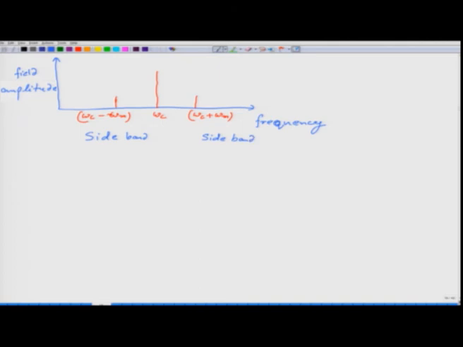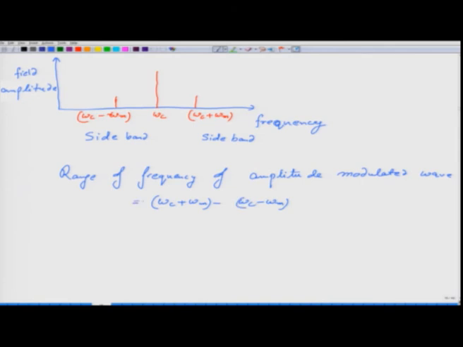So, originally the carrier signal had a frequency omega c, whereas now the wave that has been amplitude modulated will have a range of frequency from omega c minus omega m to omega c plus omega m. So, the range will be the difference of these 2 and that will be 2 omega m. So, the amplitude modulated wave will be centered at omega c, but it will have a band of bandwidth 2 omega m.